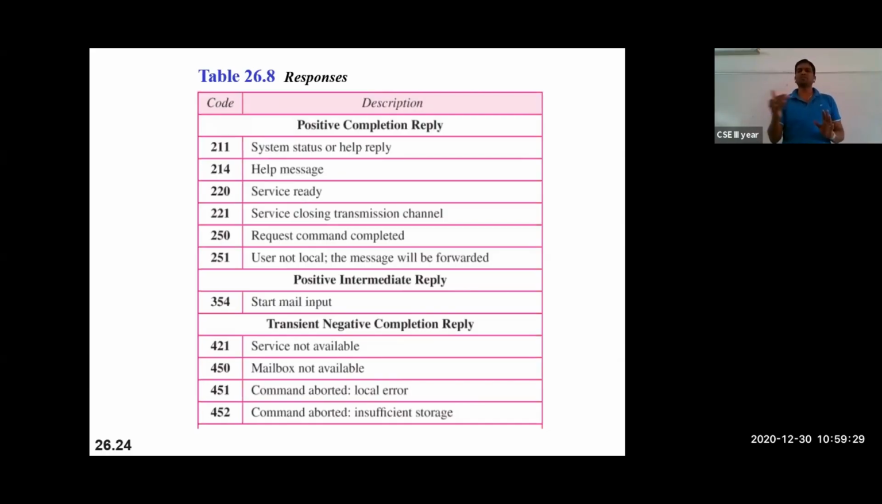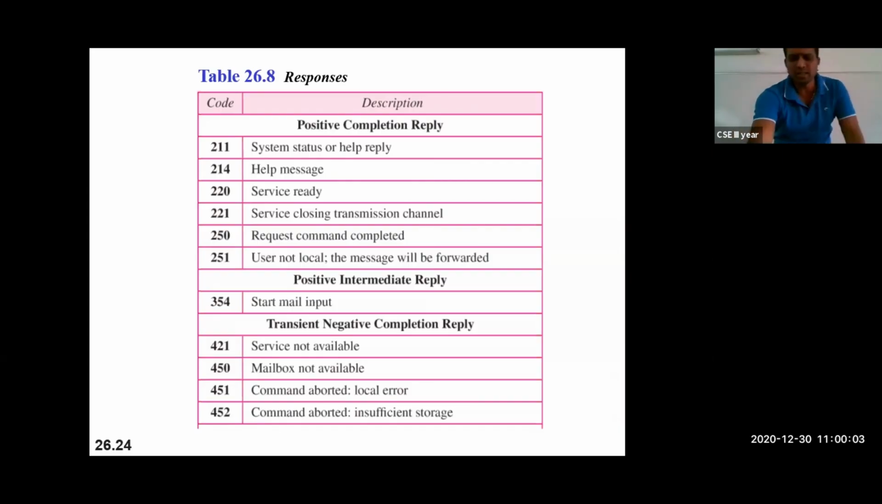Now, when the response is coming back, it is not a command, it's a number. It's a code. When MTA client is sending, it is a command. When MTA server is responding back, it is not a command, it is a code. You can see the codes there, some codes. You don't have to write all of them in the examination. 1 or 2 codes are enough. Right? 211, 214, 220, 221, 220 service ready. When the client asks, I want to establish a connection, maybe it will send back a response, service ready, 220.